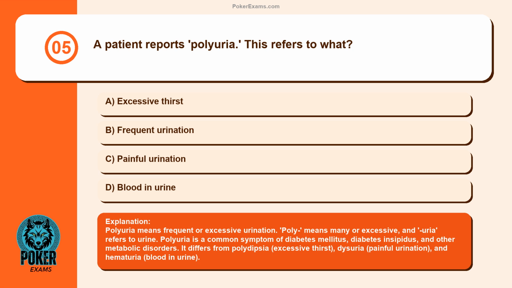Polyuria means frequent or excessive urination. Poly- means many or excessive, and urea refers to urine. Polyuria is a common symptom of diabetes mellitus, diabetes insipidus, and other metabolic disorders. It differs from polydipsia, excessive thirst, dysuria, painful urination, and hematuria, blood in urine.